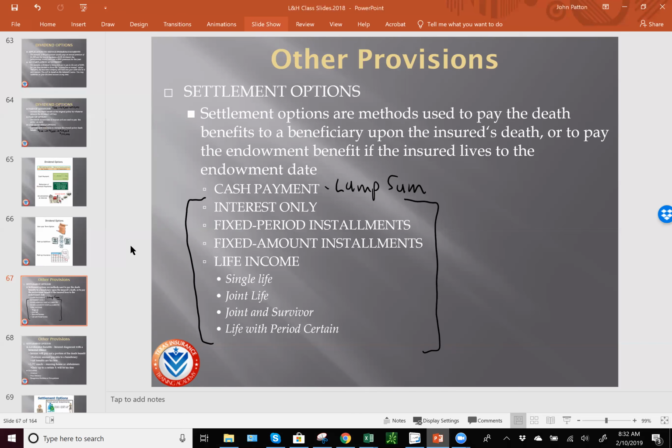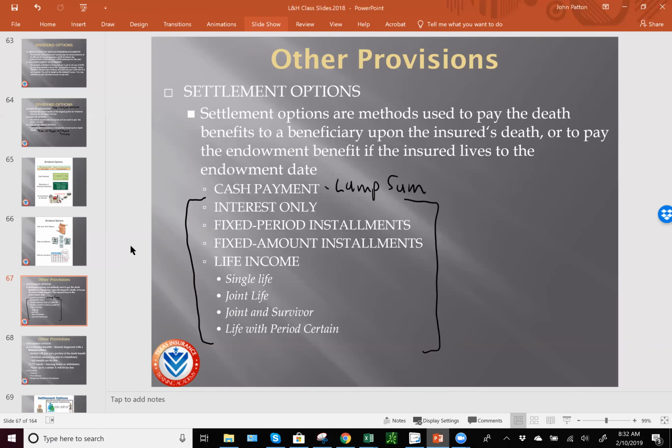So next we have interest only. Now, interest only is going to be a temporary option, so you don't have to choose how you want that death benefit to get paid out right away. They'll just pay you the interest. It's the only option of your settlement options here that conserves the principal. They're not paying out any death benefit right now. They're just paying out the interest.